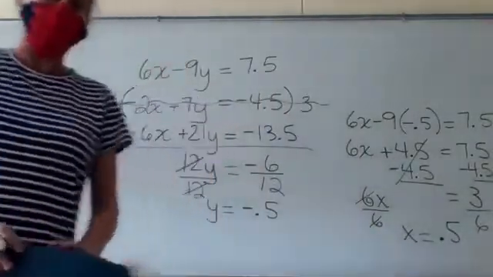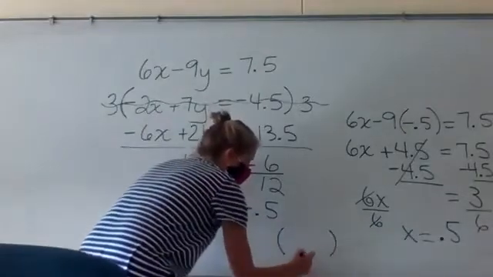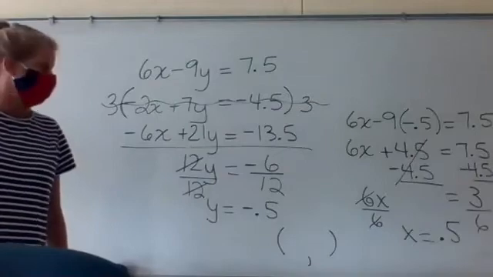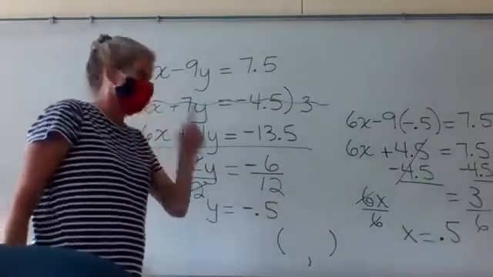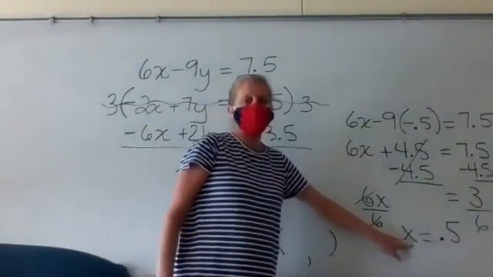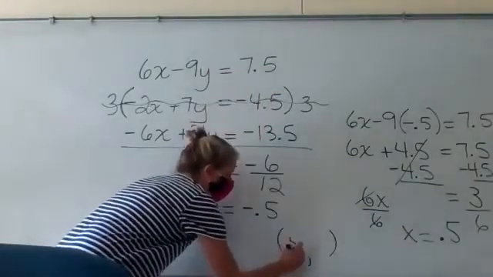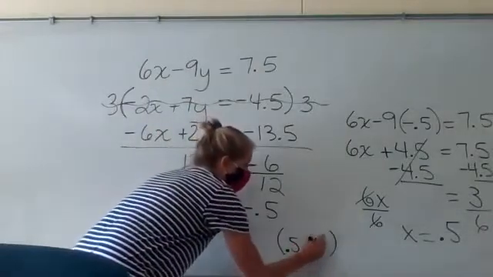Now, when you enter this, remember, it's going to be entered as an ordered pair since you just found out where these two lines cross. Doesn't matter which variable you solve for first. The x, even though it was the second variable I figured out, it's always the first coordinate, right? So my x is positive 0.5, and my y is negative 0.5.